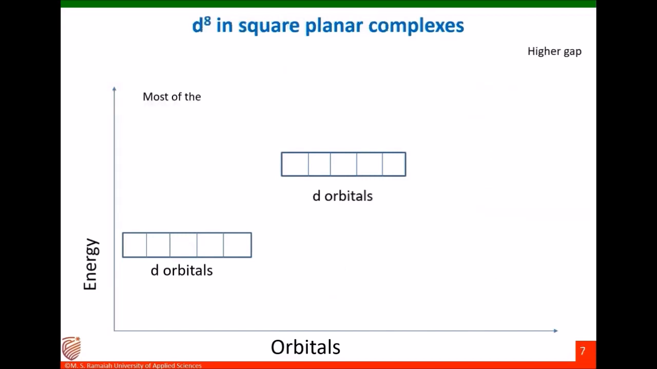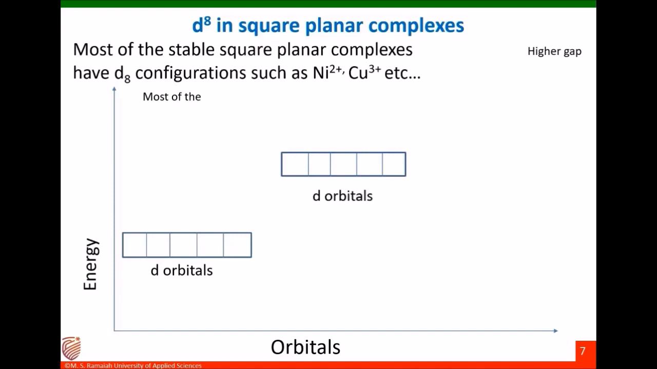Now in square planar complexes, you cannot see so many stable square planar complexes. Only very few square planar complexes are there, and most of them are in d8 configuration. You can hardly see 1 or 2 d9 configuration square planar complexes. Most of the square planar complexes are d8. For example, Ni2+ based complexes and Cu3+ based square planar complexes, everywhere the configuration is d8. So here we are considering a d8 configuration to explain the magnetic properties in square planar complexes.